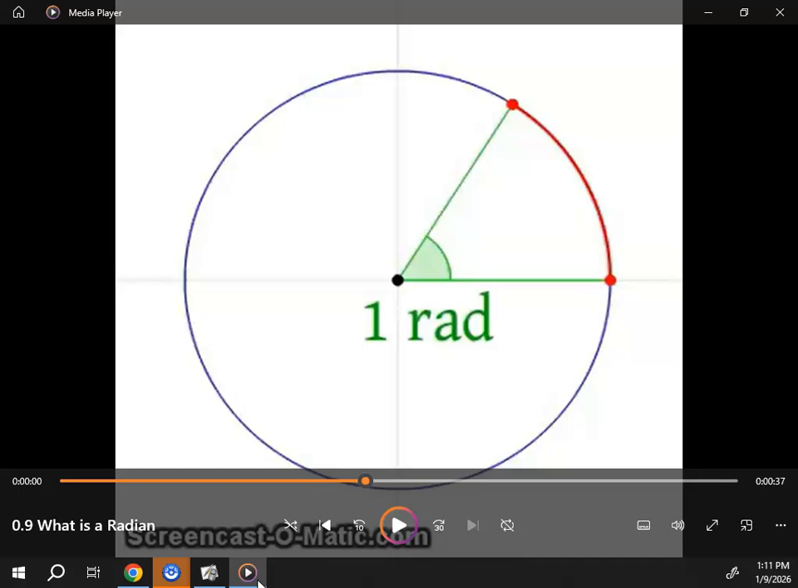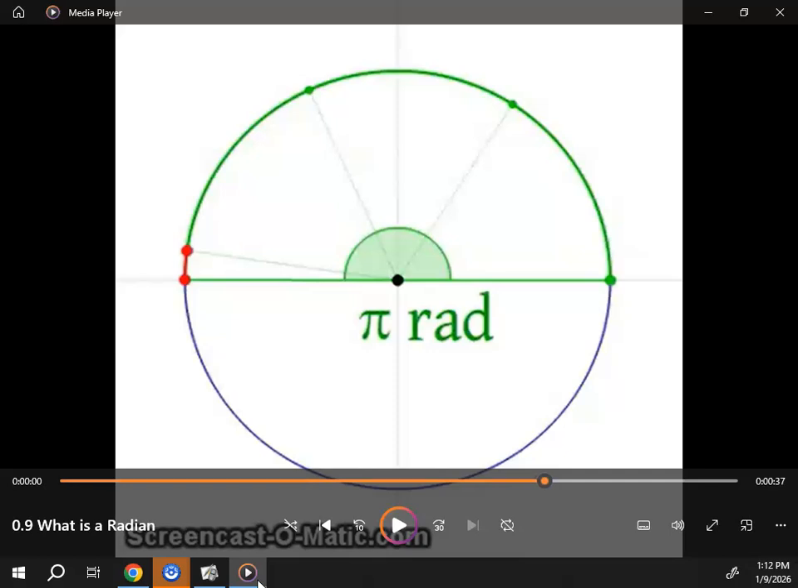Okay, so if we copy that, and that 1 radian gets copied here. There's 2 radians, 3 radians. Now 3 radians is almost 180 degrees. How many radians do you think 180 degrees actually is? Pi. 3.14159. 180 degrees is pi radians.